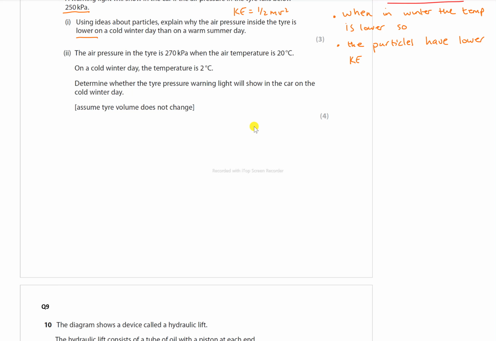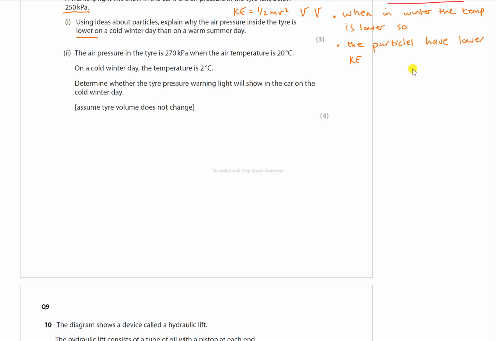Half mv squared. This is v, by the way, before you start complaining. I like to put a little tail on because it differentiates it from a u. Anyway, I'm waffling. Let's stop waffling. Delete that and crack on with it.